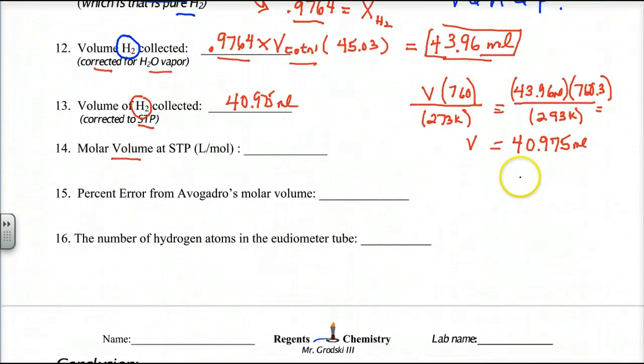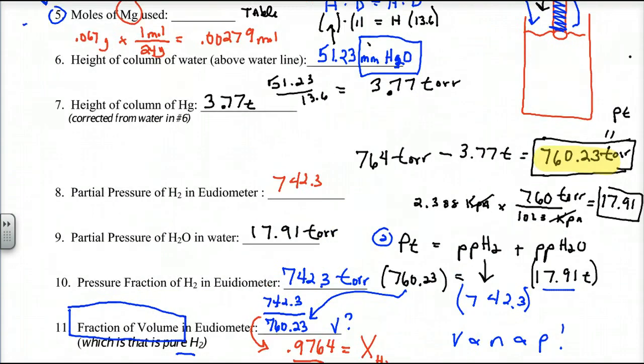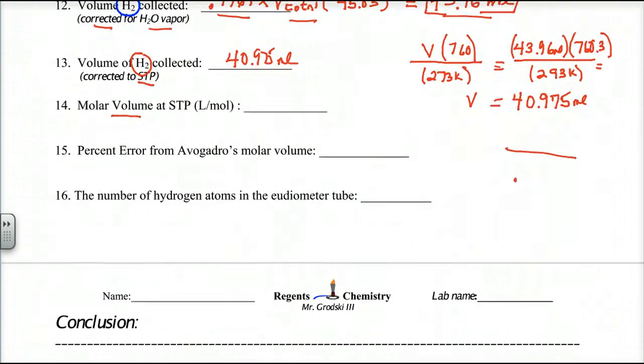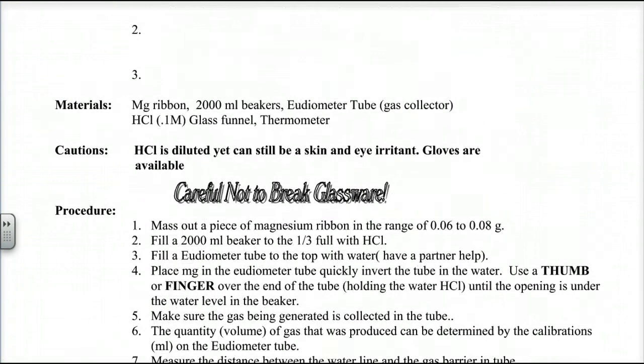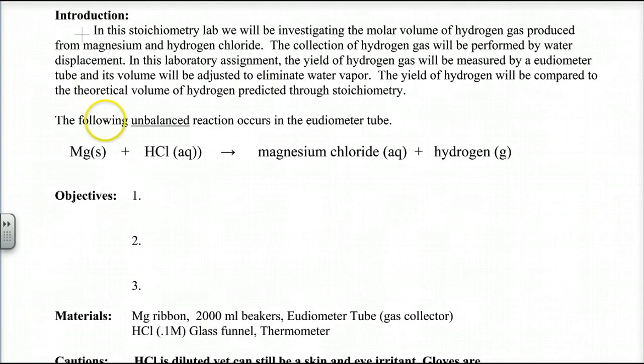0.00279. My short-term memory is gone at this height. 0.00279. That's my moles of magnesium. Let's take a peek at the old equation we dealt with over here. Let's see. It's balanced. 1 magnesium. This is, by the way, magnesium chloride. This is hydrogen. So let's look at the question. Let's balance the equation.